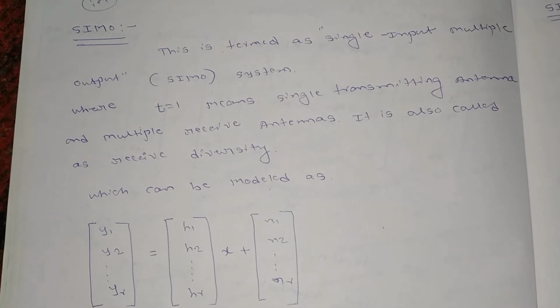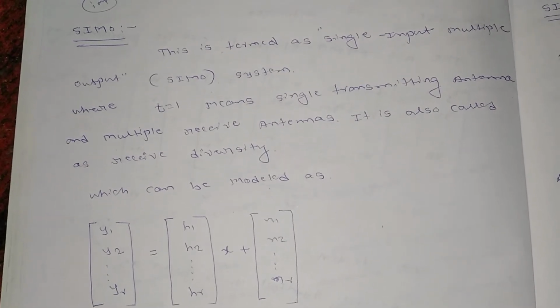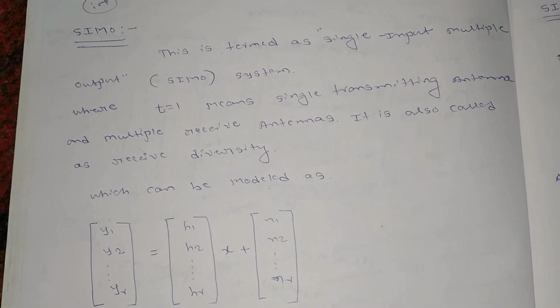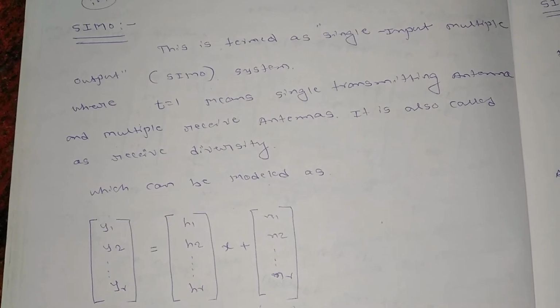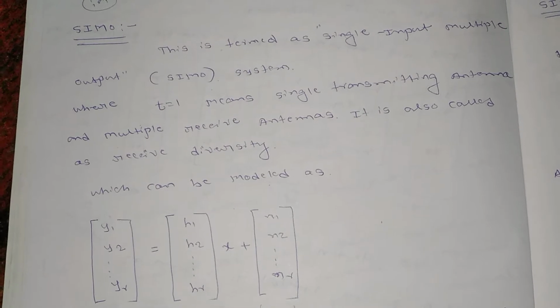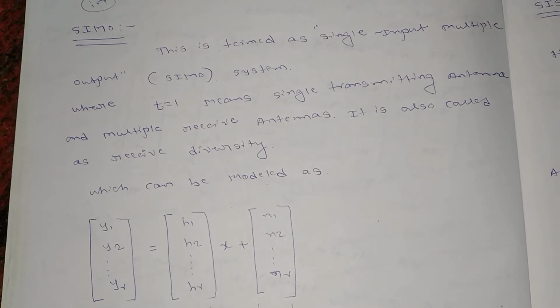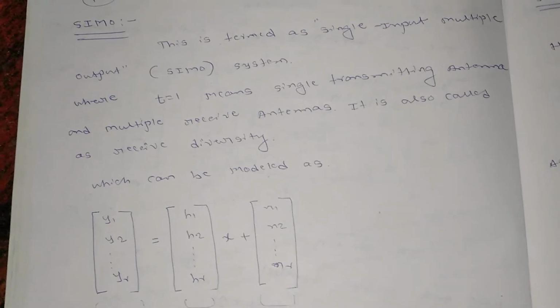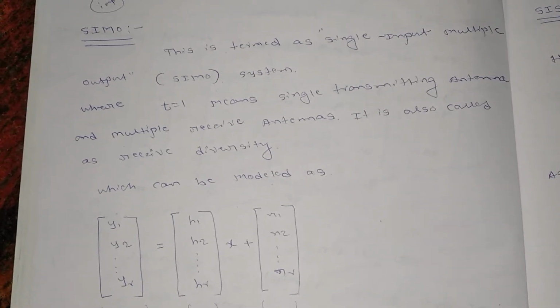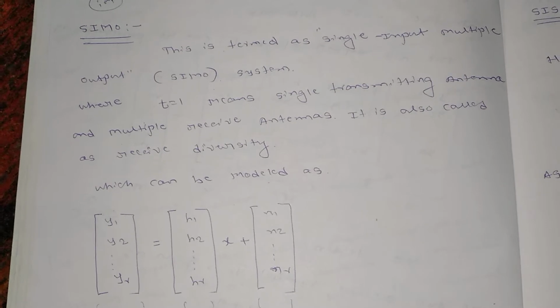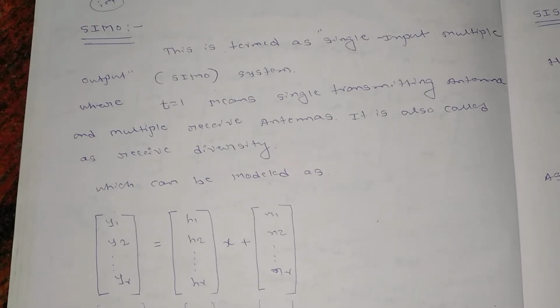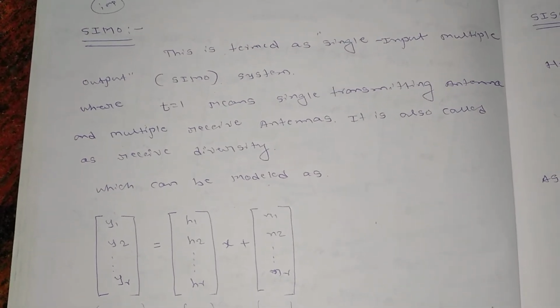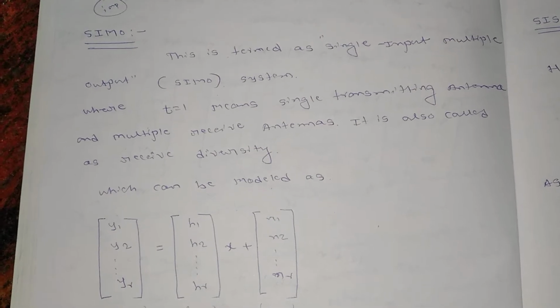So in the previous video we discussed how to create the MIMO system model with the help of mathematical equations, where we arrived at the final equation, that is y equal to Hx plus n. Where y represents the received vector, H represents the complex coefficients of the channel matrix, x represents the transmitted symbol vector, and n represents additive white Gaussian noise.